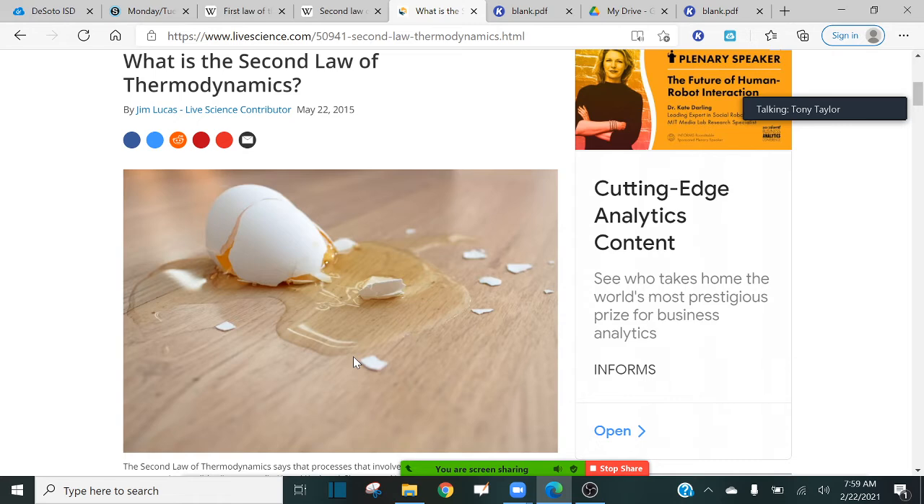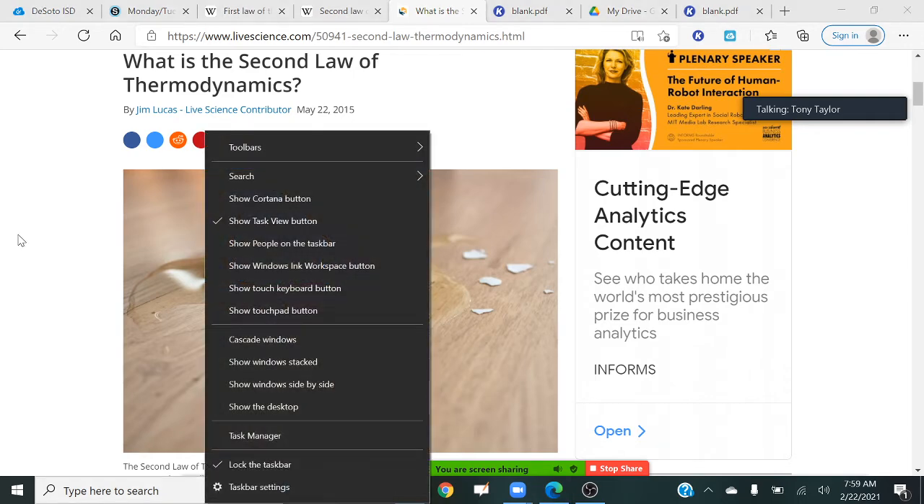It basically just says systems do not spontaneously organize themselves over time. In other words, all natural processes are irreversible. That's the second law of thermodynamics. Just like an egg can't spontaneously unbreak itself, so systems don't spontaneously organize themselves over time.